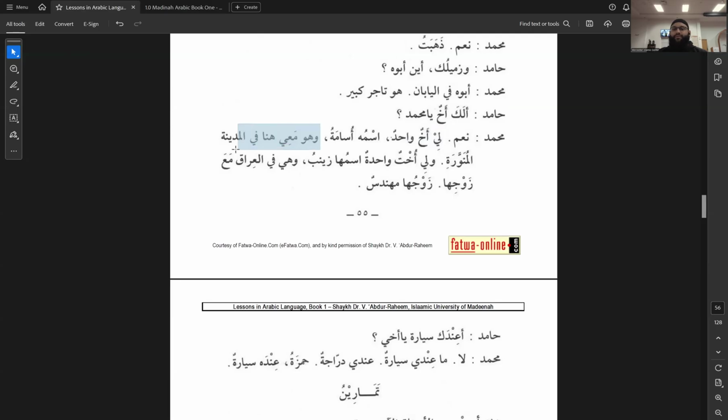وهو معي هنا في المدينة المنورة. المدينة المنورة is Medina, the name of a place. وهو معي هنا. What does that mean? And he, there's no word that says live. There's no word that says live. And he, معي. مع means what? With, good. And the ya at the end means with me. And huna, here in Medina. Very good.